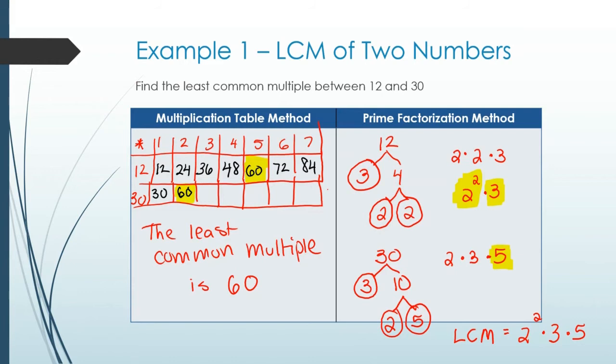And so then you would multiply these. You'd have 2 squared, which is 4. And you would have 4 times 3 times 5. 4 times 3 is 12. 12 times 5 is 60. And you get the same number. You still get 60. It's just another method of doing this.